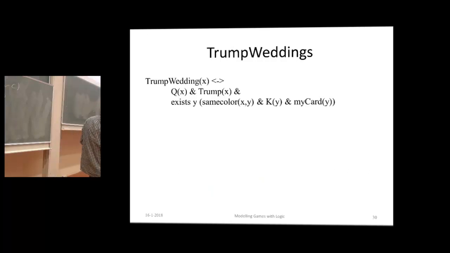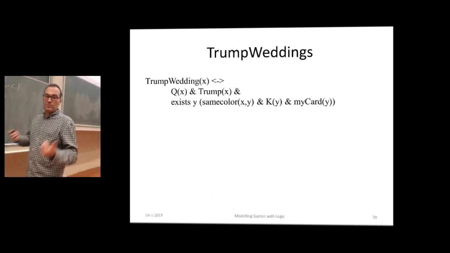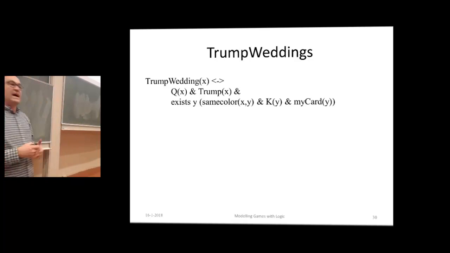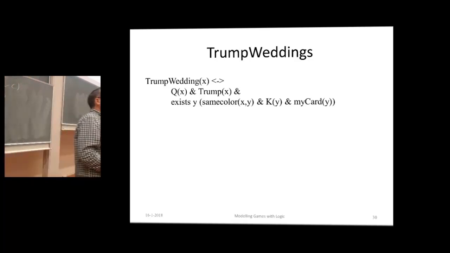Here's one last one, a bit more interesting, and that is if you have a trump wedding, you want to play it. So how do we represent that? A trump wedding, what is a trump wedding? So I want to play the queen of the trump wedding, so I want the X to be a queen, I want it to be trump, and I want something to exist of the same color, which is a king, and which is on my hand.